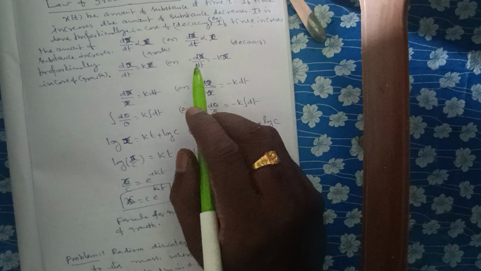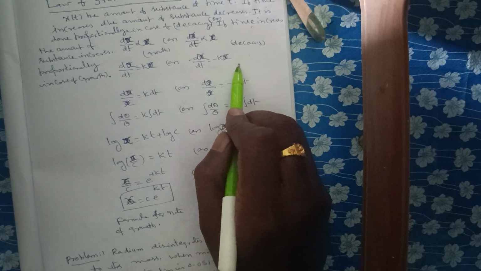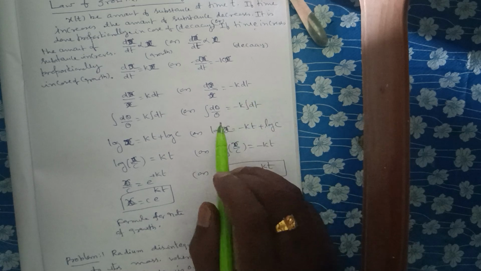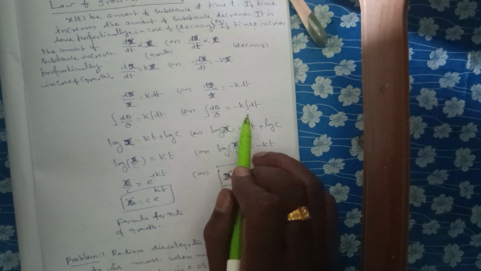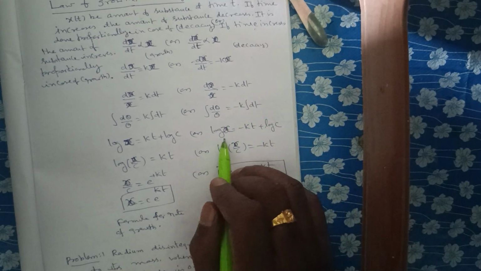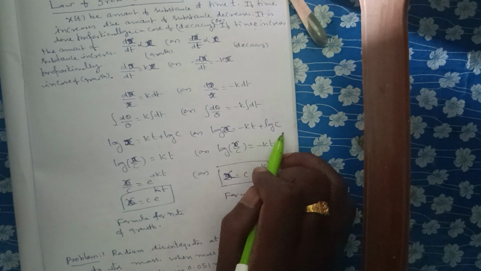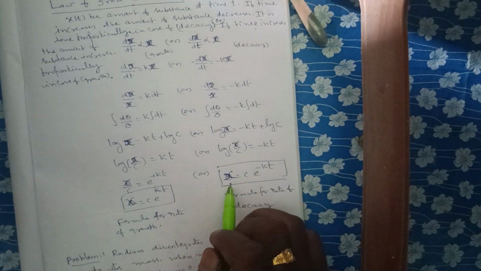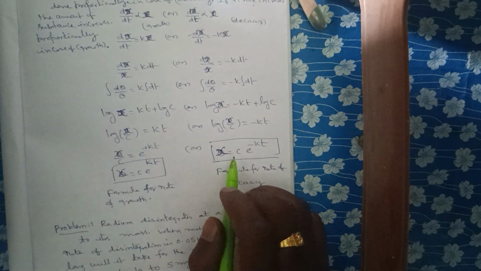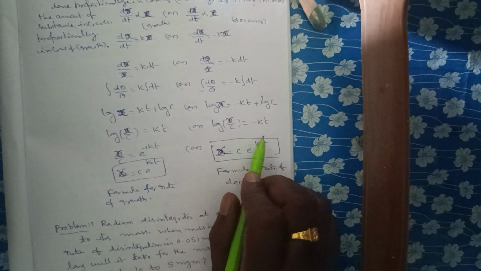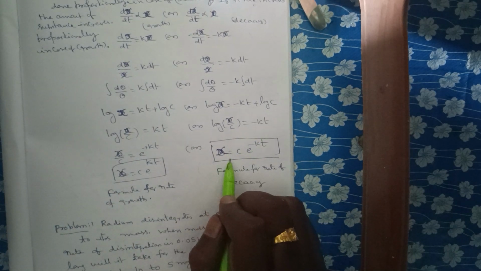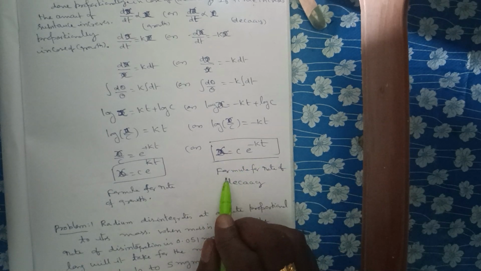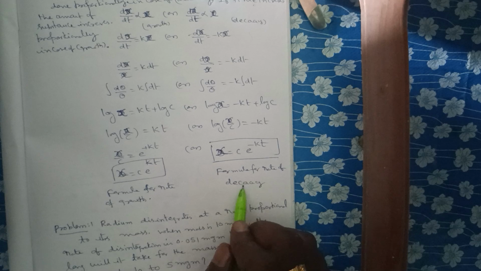When we come to decay, dx by dt is equal to minus kx. So dx by x is equal to minus k dt. Therefore, integrating, log x is equal to minus kt plus log c. So log(x by c) is equal to minus kt, x by c is equal to e power minus kt, and x is equal to c into e power minus kt. This is the formula for the rate of decay.